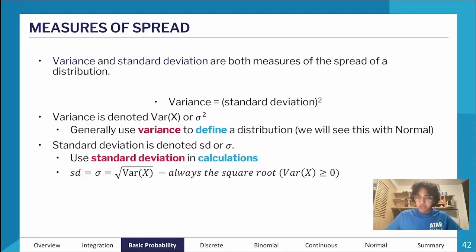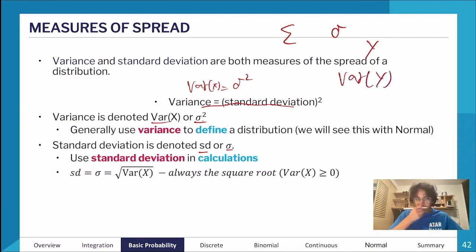And standard deviation is usually denoted with an SD or lowercase sigma. You'll probably remember me calling this sigma. That's uppercase, and this is just a lowercase sigma. So variance can also be denoted as sigma squared, right? Because var of x is equal to sigma squared, right? Variance is also representative of variance of whatever variable. So if your event is shown by y, you'd be dealing with var of y and not var of x. Okay? And standard deviation is SD or sigma.